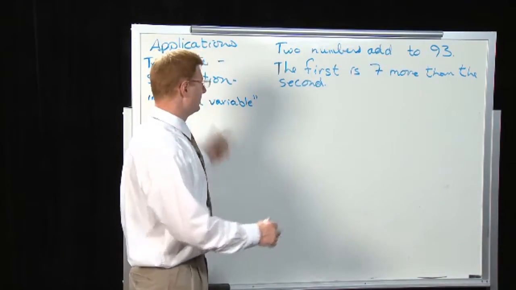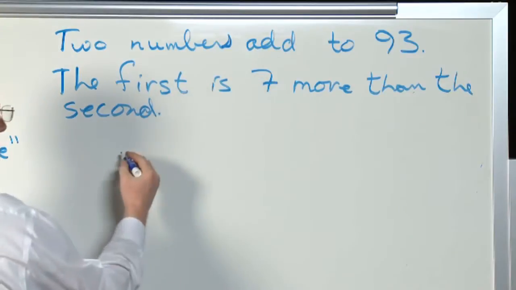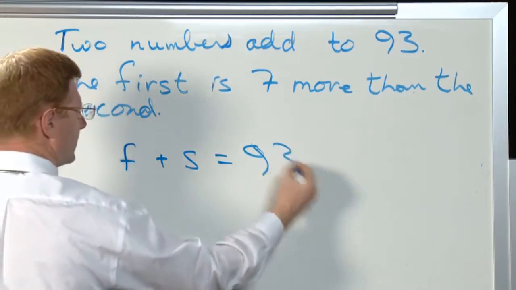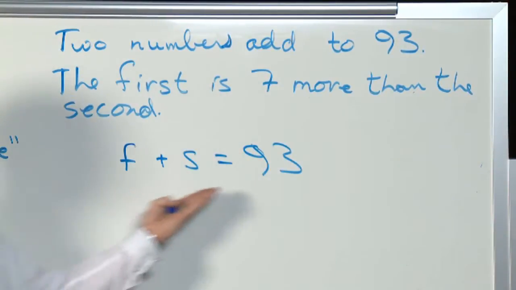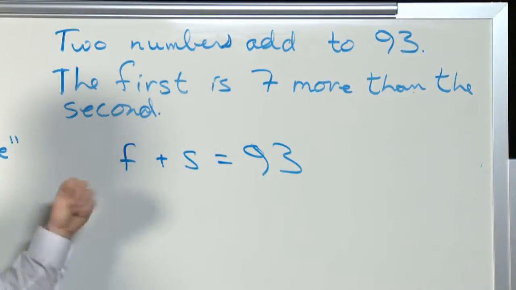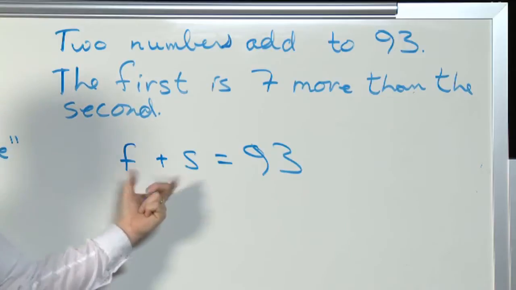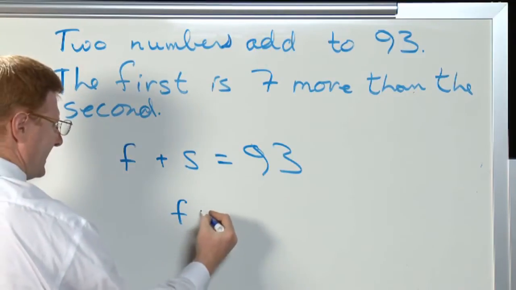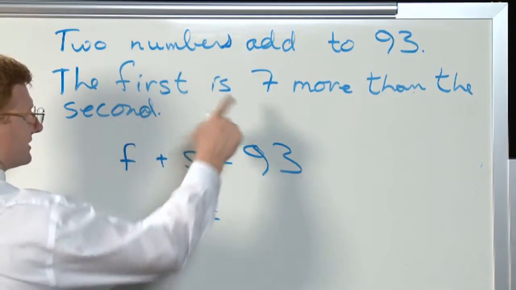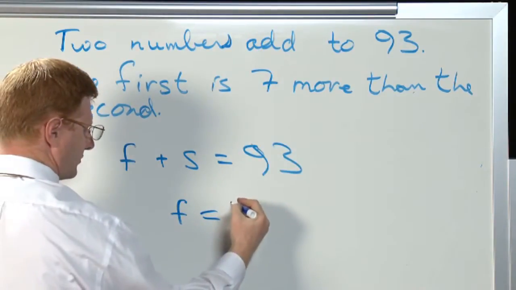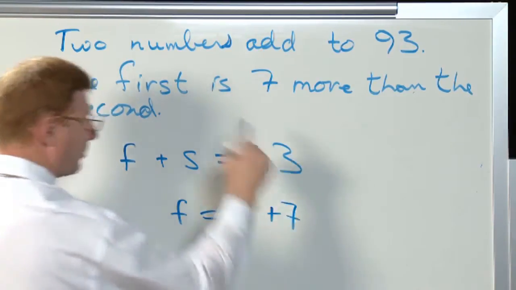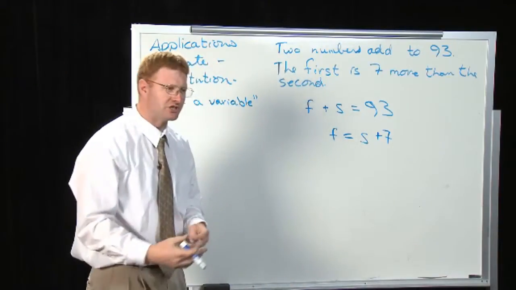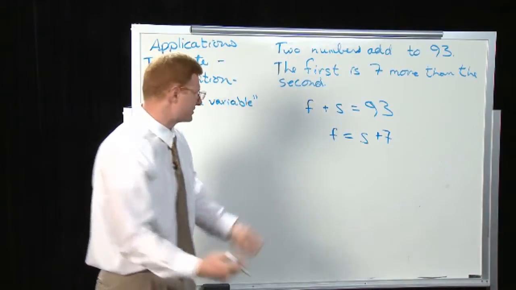Here, you pick the variable, and it says two numbers add to 93. So the first plus the second has to equal 93. This would be very difficult to solve, since we've got an F and an S. But notice, here's the second clue. The first is 7 more than the second, so we can write a plus 7, more than what? The second one.